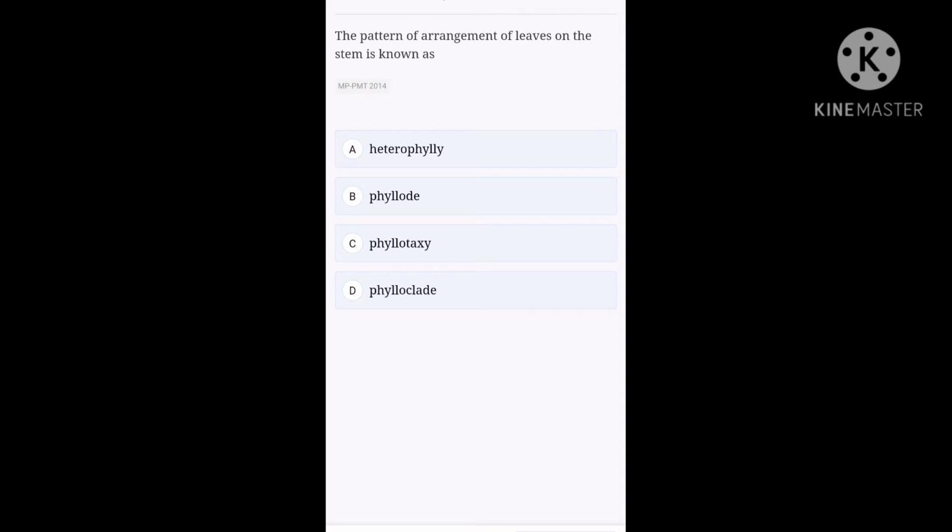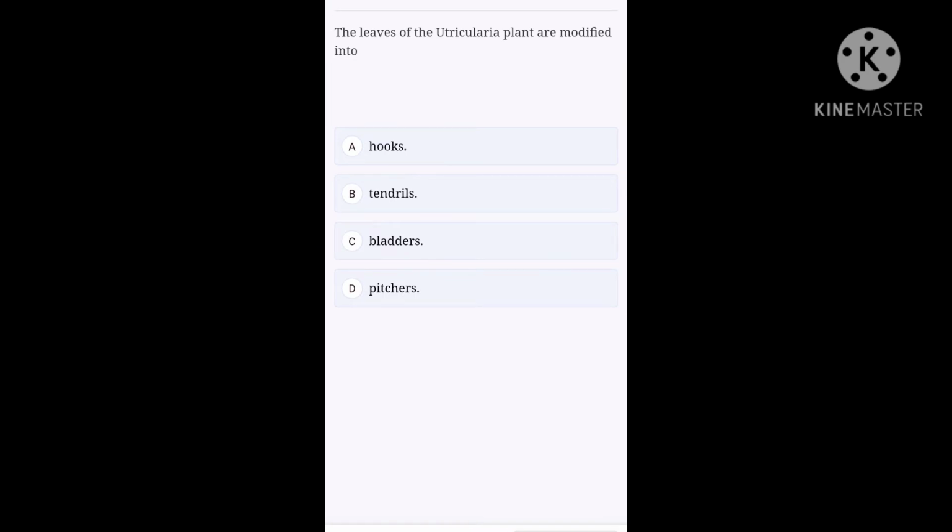Next one, the pattern of arrangement of leaves on the stem is known as option A heterophylly, option B phylloclade, option C phyllotaxy, option D phyllode. Option C phyllotaxy is the correct option. Phyllo refers to leaves, taxis refers to arrangement. Next one, the leaves of Utricularia plant are modified into option A hooks, option B tendrils, option C bladders, option D pitchers. Option C is the right one for this question.